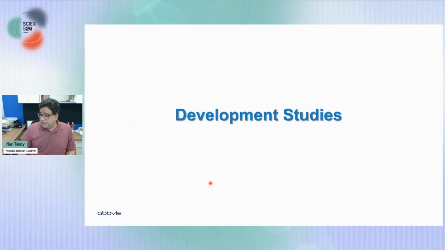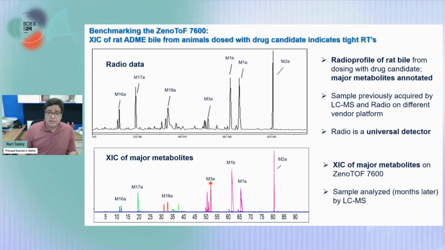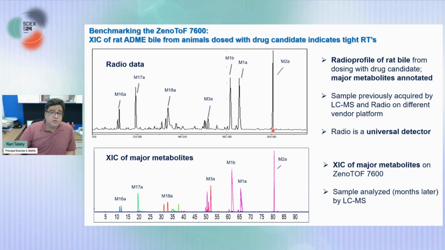Now, I want to jump a little bit into what our development studies and workflows look like, and I just want to give a brief overview. I cannot show details on actual studies, so I'm just going to give arbitrary numbers for metabolites. This is from one of our rat ADME studies, and this is a radio profile of a rat bile. We have a really long gradient, and we try to identify as many of these peaks as we can.